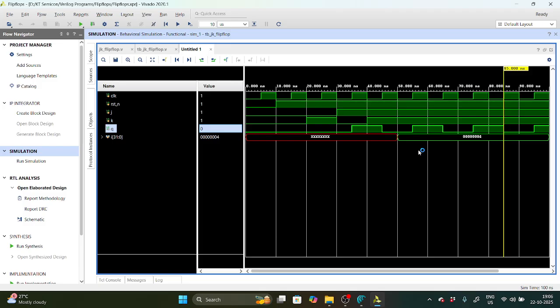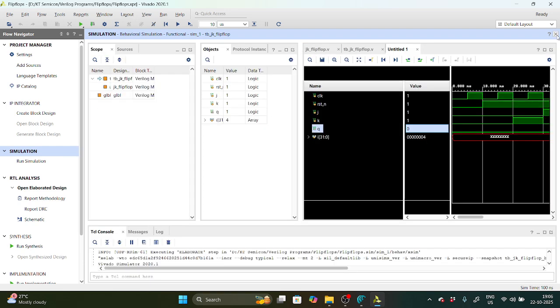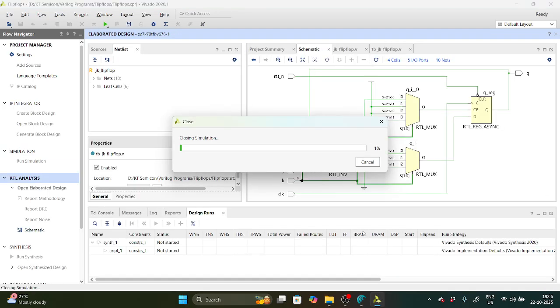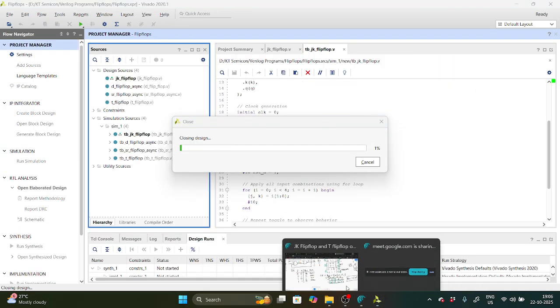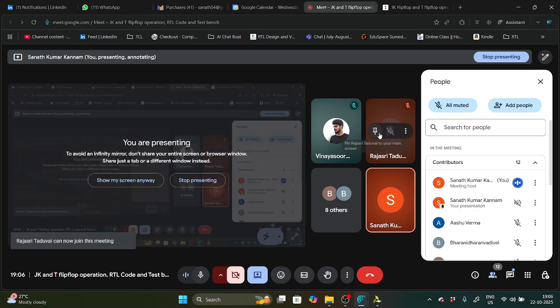Like this you need to analyze the truth table for the JK flip-flop in the simulation part. Is it fine? Did you understand, any doubts or queries in this? Shall I move forward? Next I am going for the T flip-flop. Anyone give response?